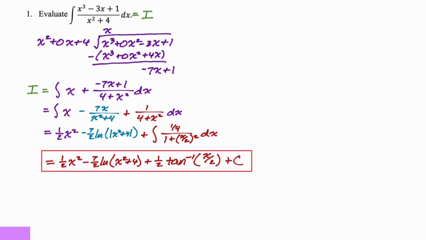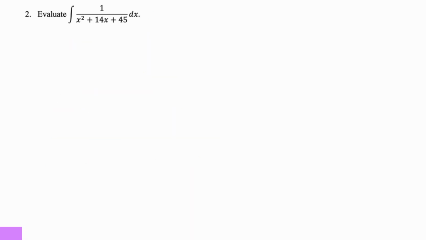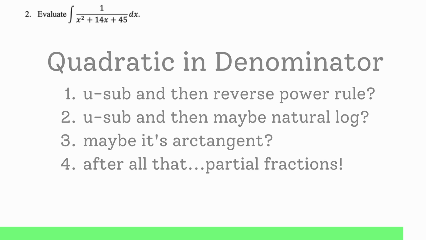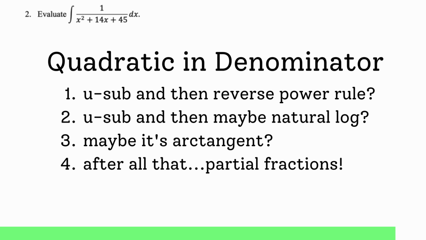All right, let's look at the next one. This one is going to be really similar looking, except this is a proper fraction. I see a quadratic in the denominator, so this is really how I think of this: I immediately think this is probably completing the square, so I'm going to try to complete the square.